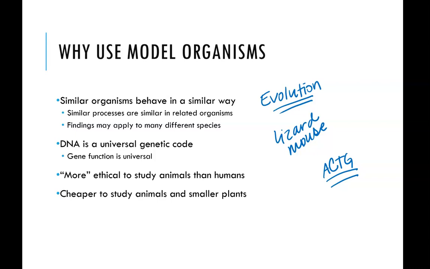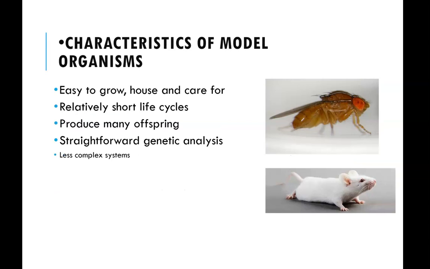Another reason to use model organisms is that they're cheaper to study. It's cheaper to study animals. It's cheaper to study small animals. It's cheaper to study small plants. And that idea of being cheaper and easier to study relates to them being easier to grow, easier to house, easier to care for. If you're caring for a colony of mice, it's going to be far cheaper than caring for a colony of humans, right?